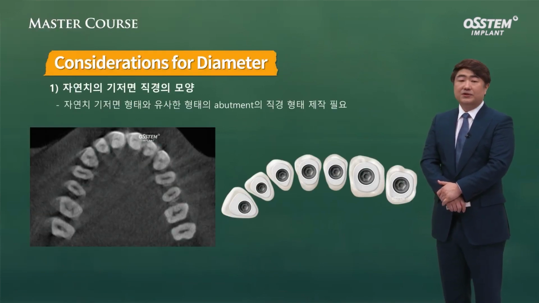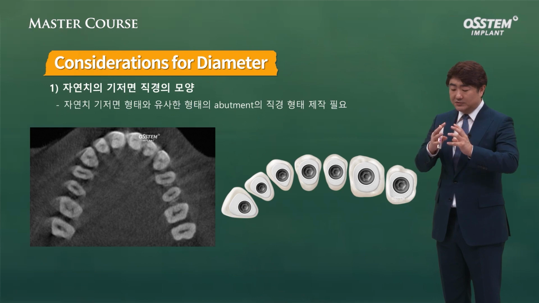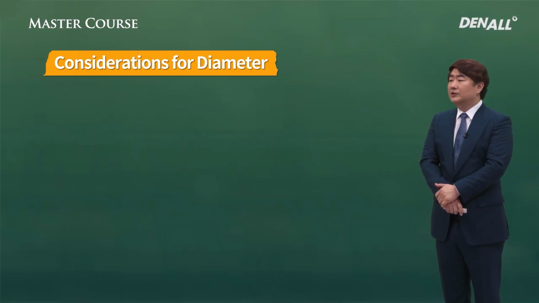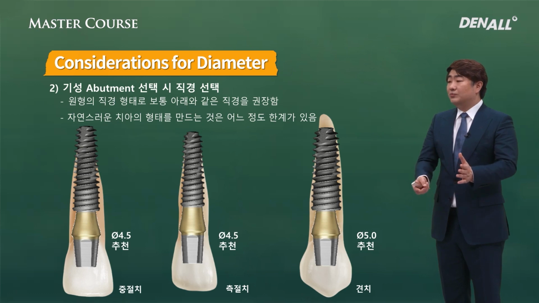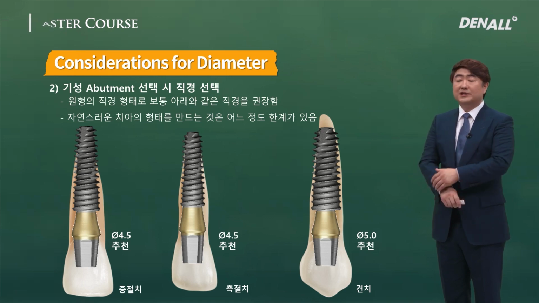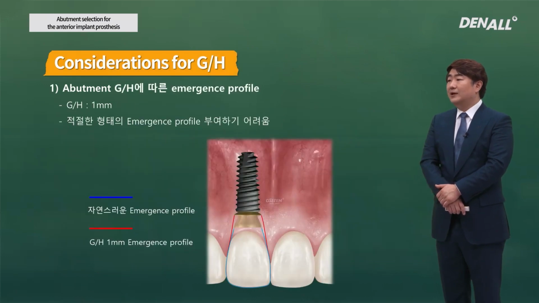And diameter should also be considered. For aesthetics, having the same diameter as the natural teeth before extraction would be good. To match the diameter, of course, for central and lateral incisors and canines, there are recommended sizes, but using a ready-made abutment is better for aesthetics.